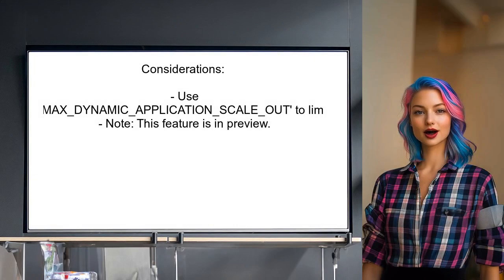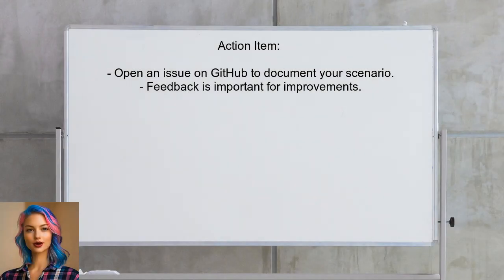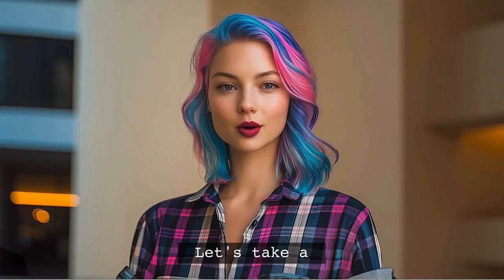Additionally, for the apps managing queues 2 and 3, they recommend using a preview flag called Website Max Dynamic Application Scale Out to limit the number of scaled out instances. However, this feature is still in preview and may not be reliable. Finally, they encourage you to open an issue on the Azure Functions GitHub repository to document your scenario, as feedback is valuable for addressing these types of issues. That's it for that answer. Let's take a look at another one.